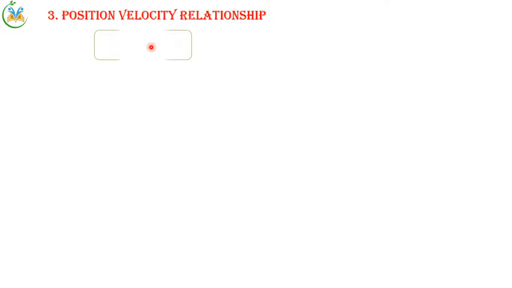So let's start with the third equation of motion, which is the position velocity relationship. In this we don't have to do anything. We are going to calculate the same thing as we calculated in the previous equation, which was the position time relationship, and this is the position velocity relationship. So we will do the same graphical representation, only the equation will vary. What is the equation? The position velocity relationship has the equation 2as equal to v square minus u square. This is the third equation of motion: v square minus u square equal to 2as.